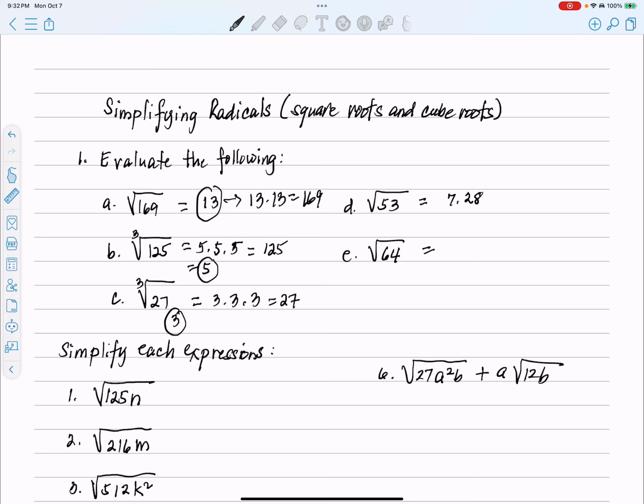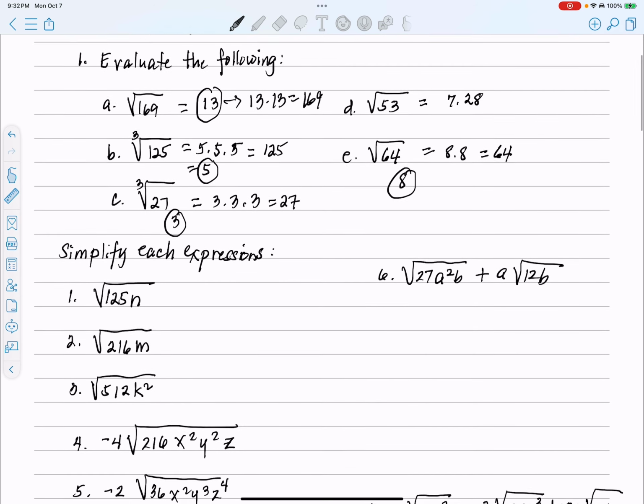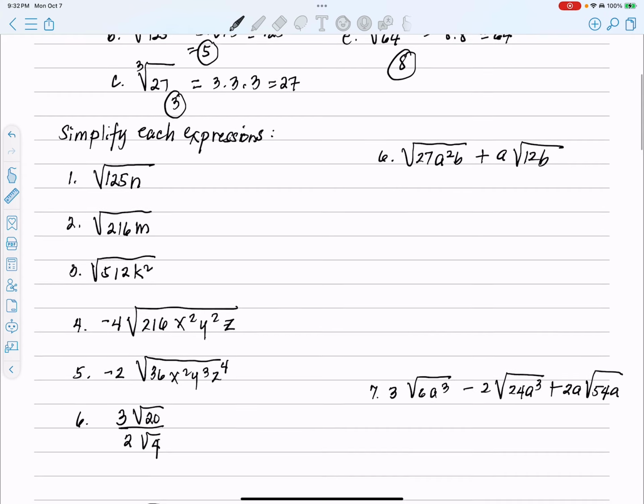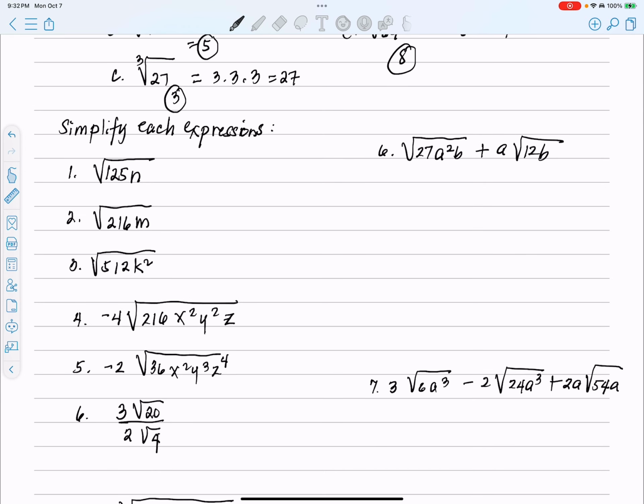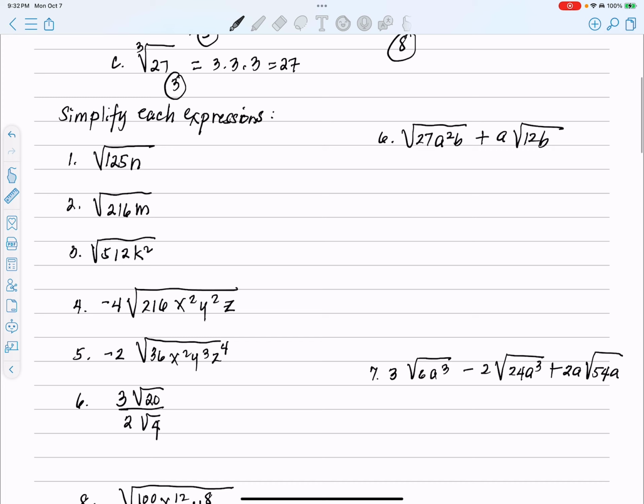How about the square root of 64? Is 64 a perfect square root? Yes. 8 times 8 is equal to 64. That means the square root of 64 is equal to 8. All right. Let's try to simplify each expression. I prepared here different radical expressions, and we'll see with different operations.